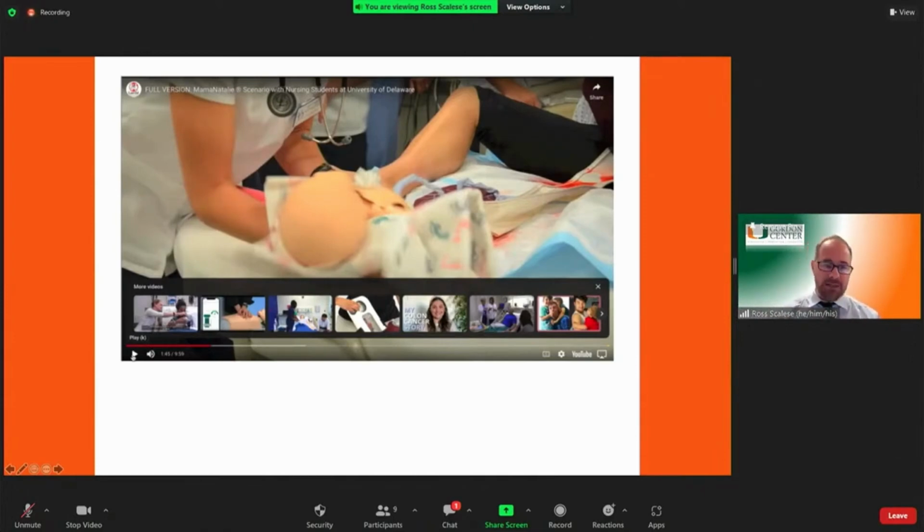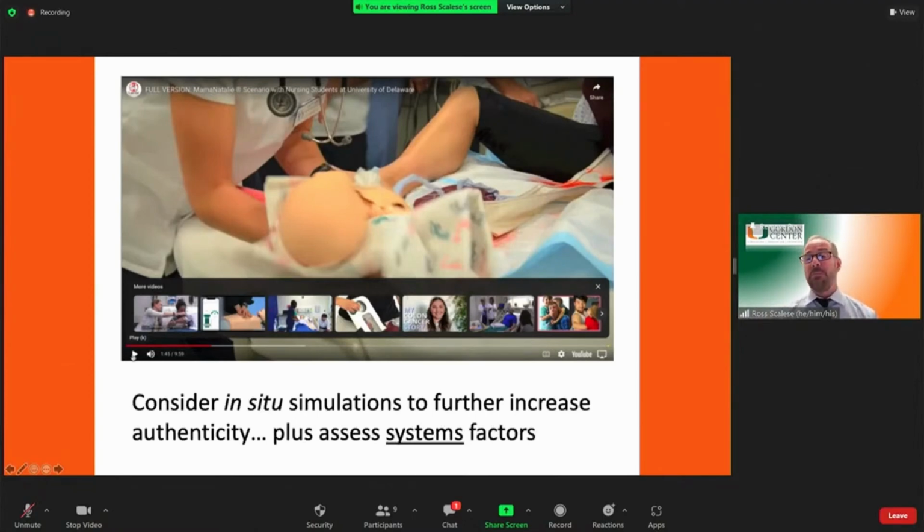So I contend that you could use hybrid simulations like this. And if you do what we call in situ simulation, I'm not sure the exact setting where this was filmed. It was probably in a simulation or a skills lab, but you could do that same scenario in a real bed in the labor and delivery ward of your hospital, thereby increasing the authenticity even more, and not only allowing you to assess individual skills, teamwork, but also what are some of the systems factors, the things that take place in that real workplace environment that may impact performance.